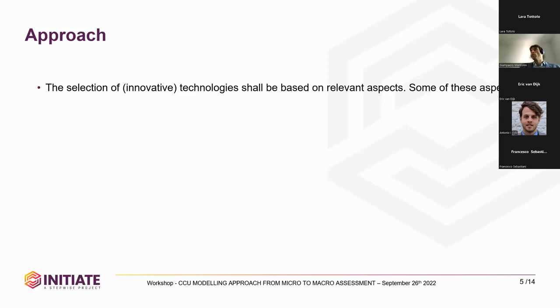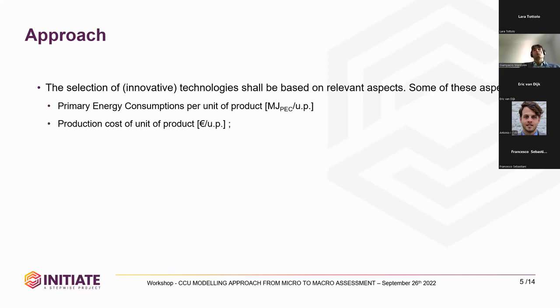However, the most relevant aspects which are typically considered are, the first one is how much we consume in terms of primary energy per unit of product. I talk about unit of product because this approach can be extended to power production, to steel production, to urea production, to any conversion process. But there is also the production cost of unit of product.